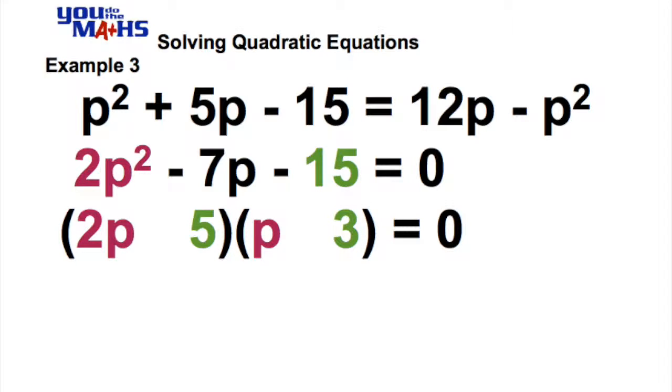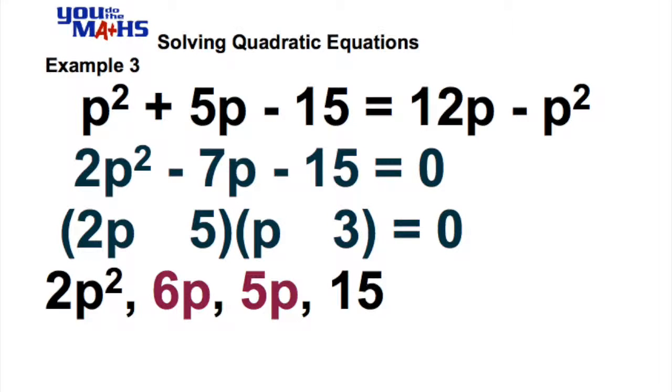Let's look at what happens when we multiply out the brackets in the second last line. 2p by p is 2p squared, 2p by 3 is 6p, 5 by p is 5p, and 5 3s are 15. But we can see with the 6p and 5p, there's no way that we can make that negative 7p. And they're the only p terms, so that means we're restricted here, and that factorisation is not correct.